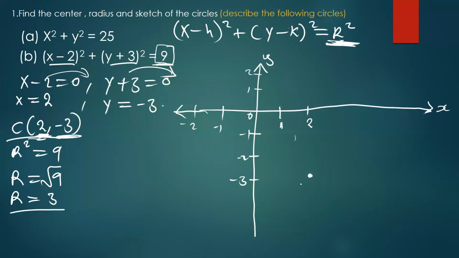So now we are supposed to draw the circle with the radius what? 3. So the radius is 3, meaning I'm going to move 3 units going this side, 3 units going this side from the center, 3 units going up, and 3 units going down for me to draw that circle.